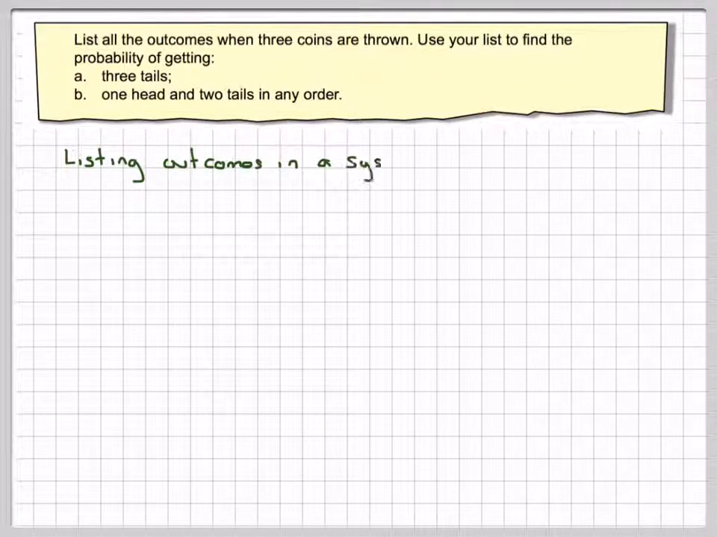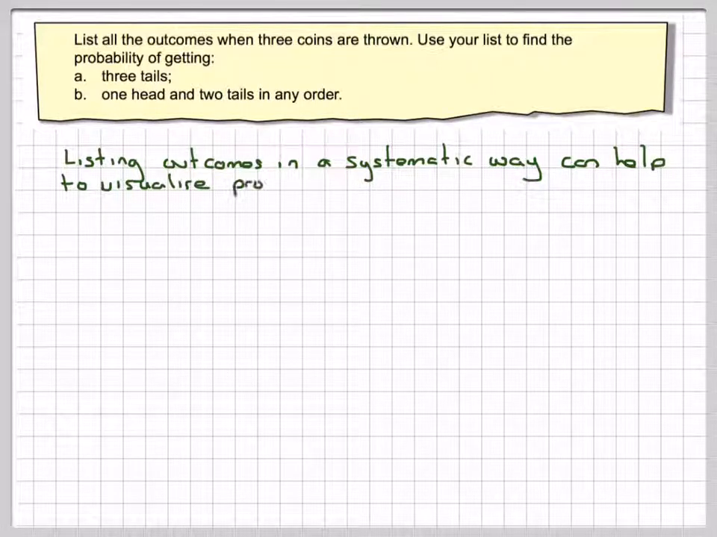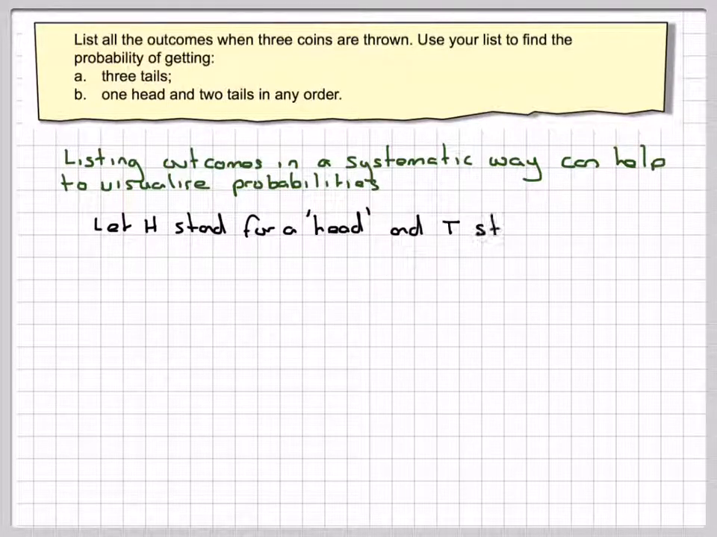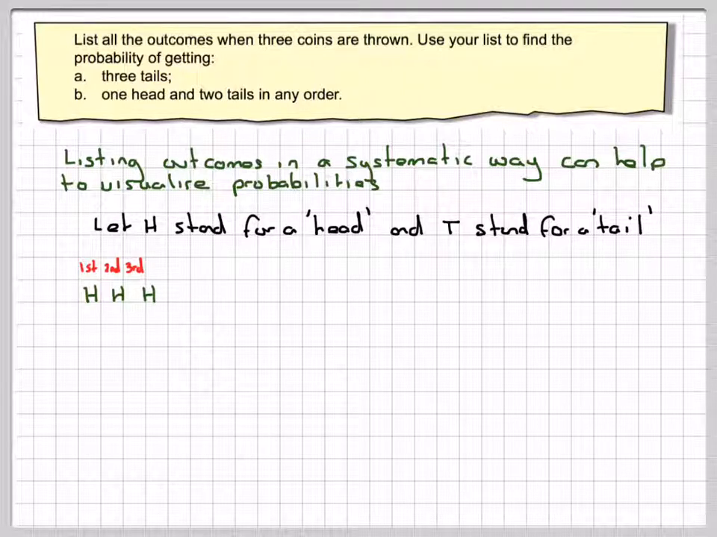Listing outcomes in a systematic way can help to visualize probability. So let's consider, let H stand for a head and T stand for a tail. Consider the first coin, the second coin, and the third coin. We could get 3 heads, H, H, H. Then we could get a head on the first, a head on the second, and a tail on the third.